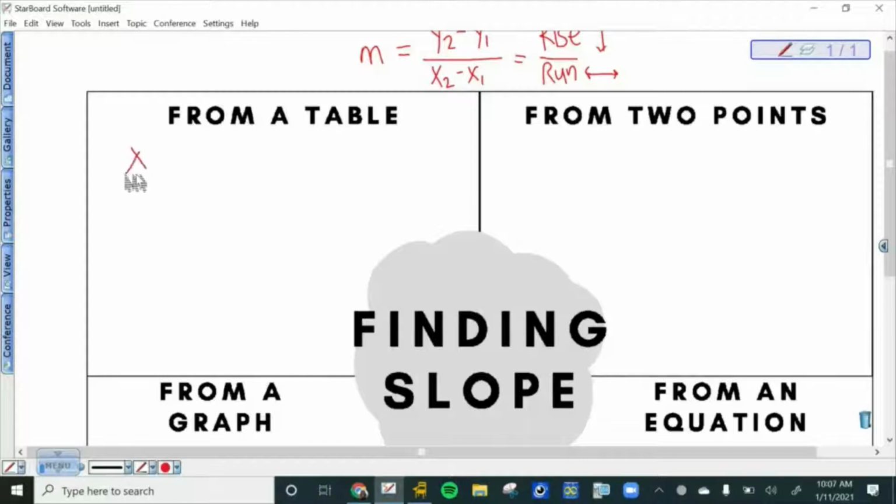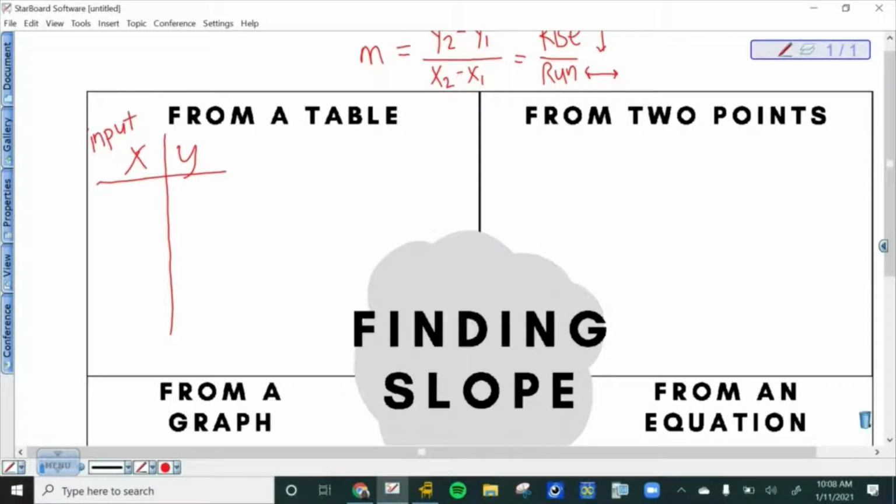to draw out a table like this. So we write X, and then we write Y. X is our input. What is Y called? The output, yeah. So this is input and output. And let's say we're given this table.